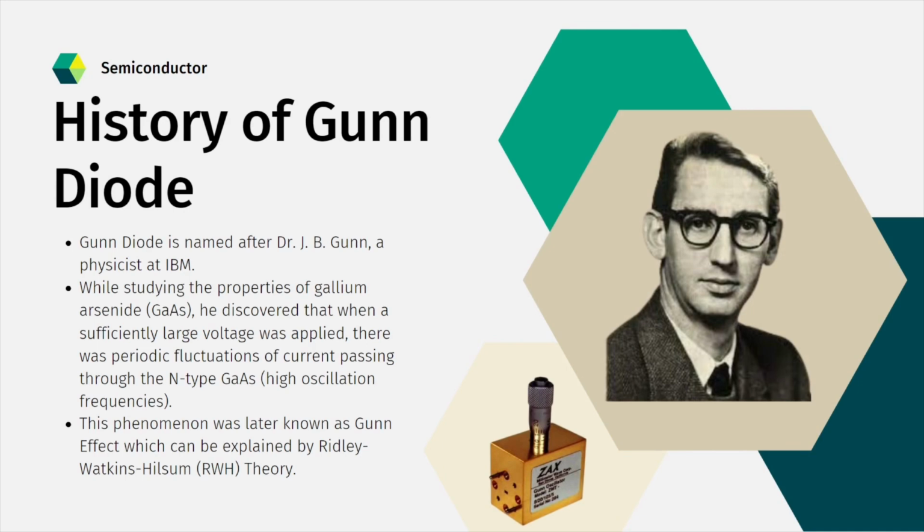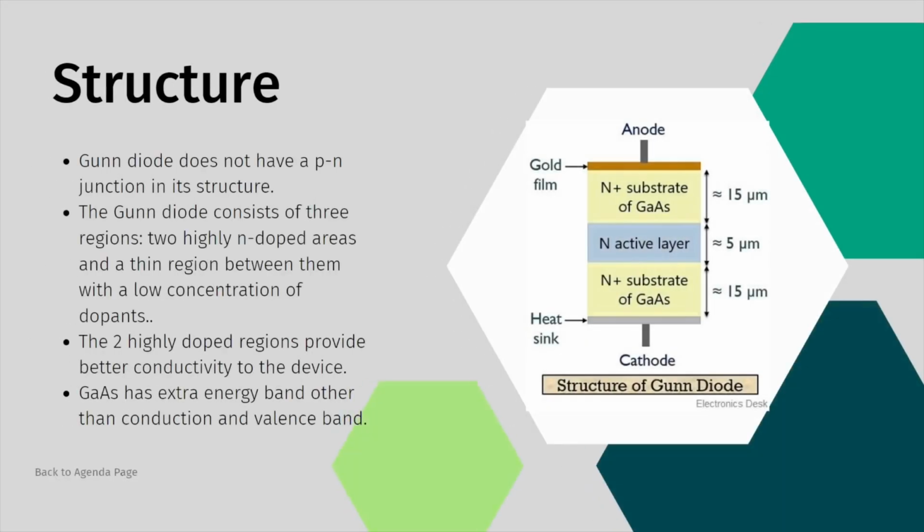Gunn Diode is named after Dr. J.B. Gunn, a physicist at IBM. While studying the properties of gallium arsenide, he discovered that when a sufficiently large voltage was applied, there were periodic fluctuations of current passing through the n-type gallium arsenide that caused high oscillation frequencies. This phenomenon was later known as the Gunn effect, which can be explained by the Ridley-Watkins-Hilsum (RWH) theory.